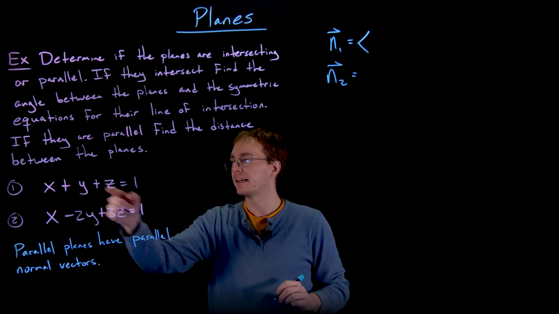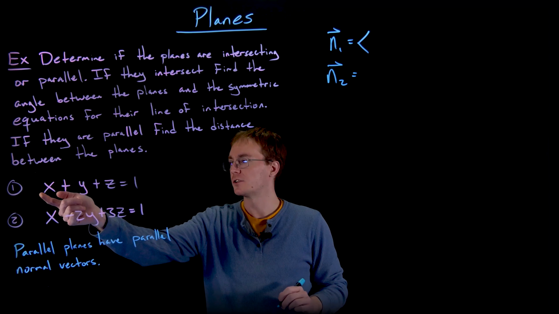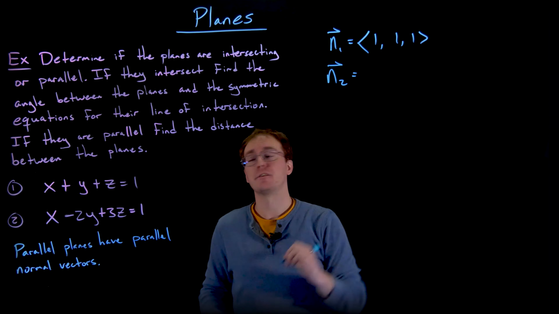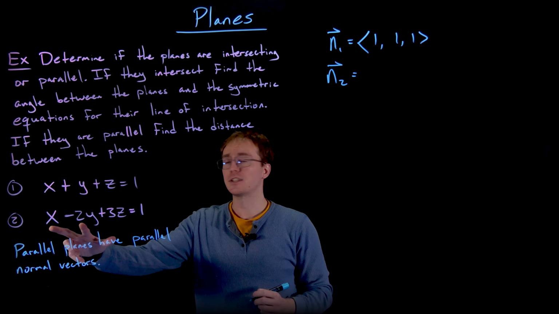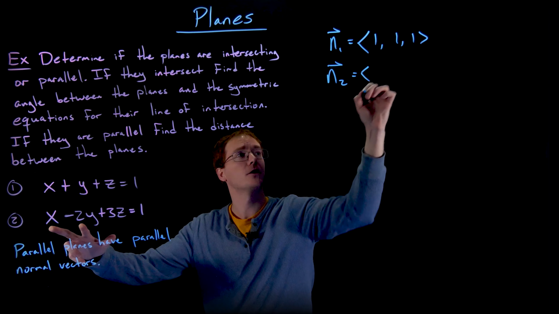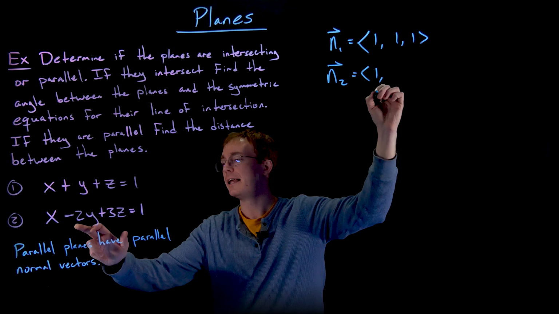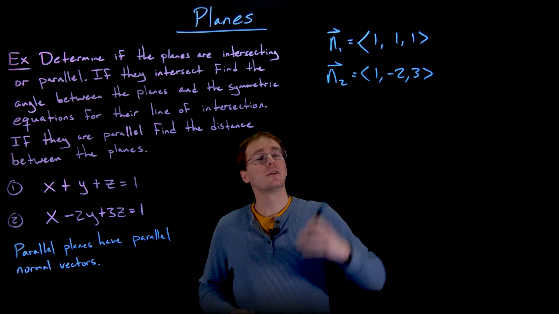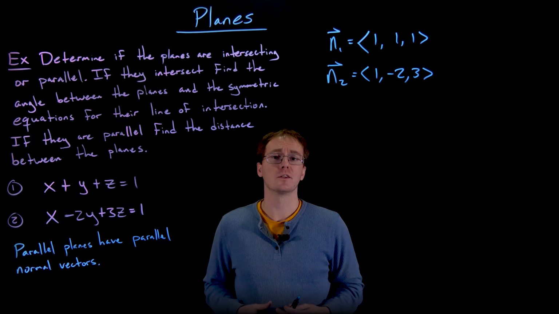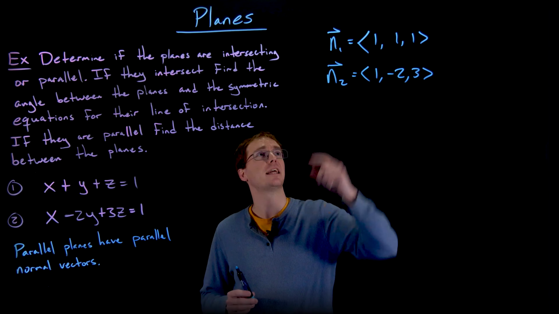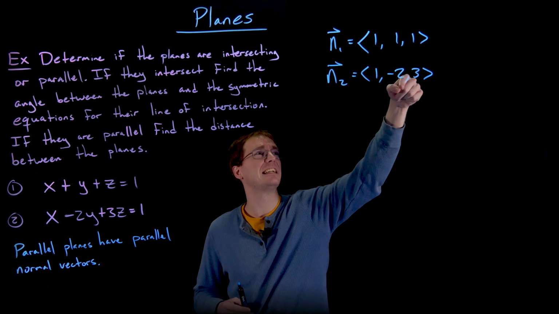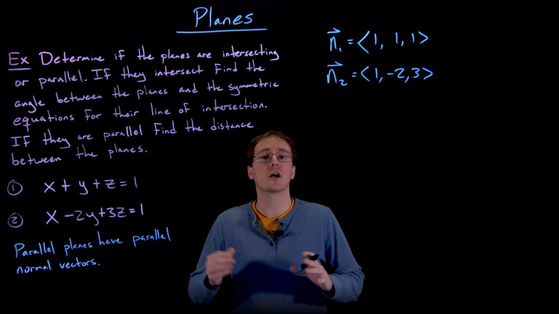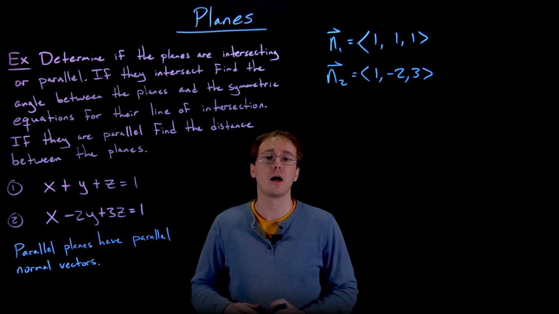So our first plane is going to have a normal vector with components of 1, 1, and 1, since those are the coefficients in front of x, y, and z. And our second plane is going to have a normal vector with components of 1, negative 2, and 3. And so we can clearly see that these two vectors are not constant multiples of each other. We cannot just take the first vector and multiply it by like negative 2 and turn the first vector into the second vector. Because these vectors are not constant multiples of each other, they are not parallel.